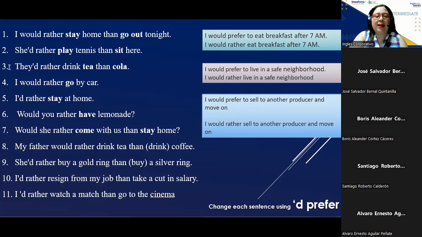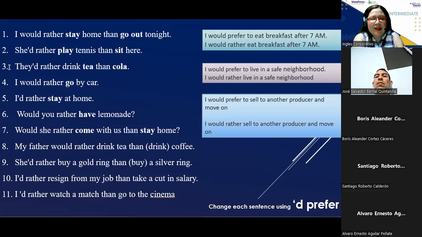Boris, please read number three. They'd rather drink tea than cola. Very good. So we have the subject, they, would rather, contracted, and then the verb drink. But the two options are not the actions. The two options are objects, or in this case, things. We can decide for things or we can decide for actions. Your preferences can be actions or they can be objects, things.